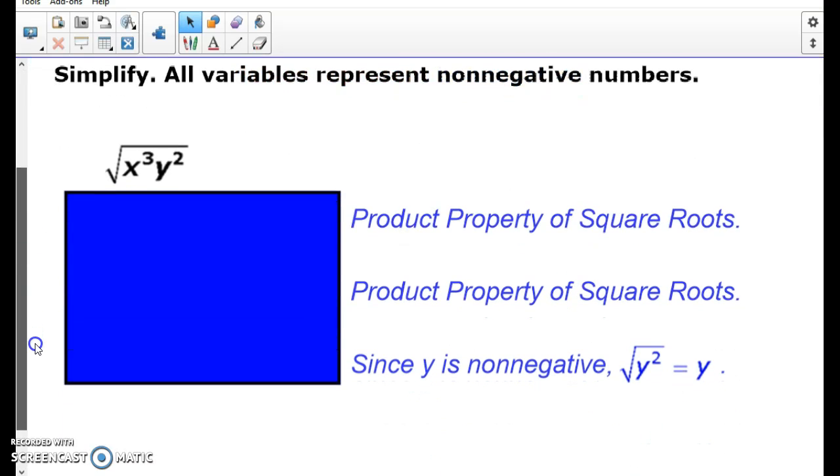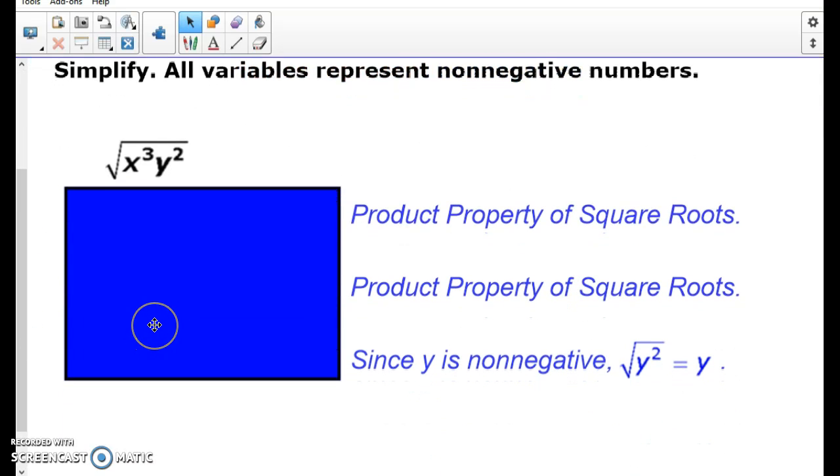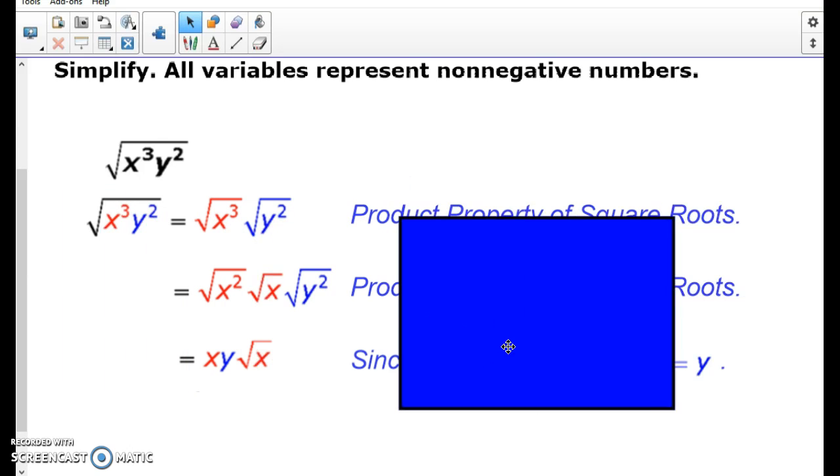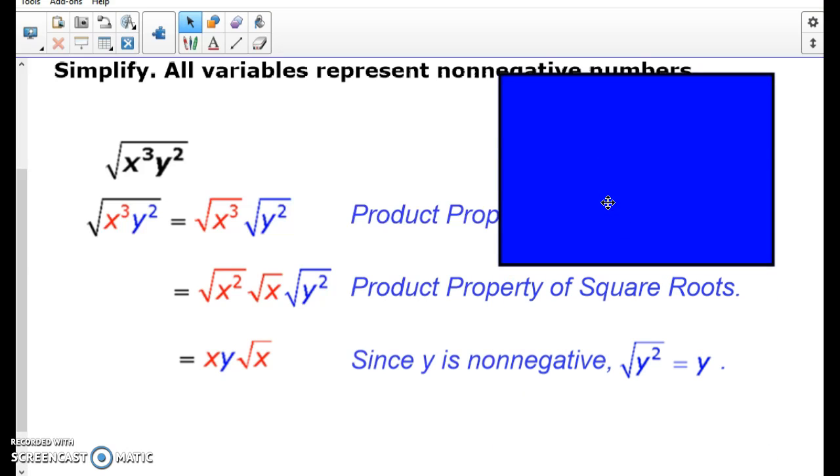Here's another one. So again, remember they can only leave in pairs. So I can have a pair of x's leave and a pair of y's leave, which is why my answer is xy times radical x.